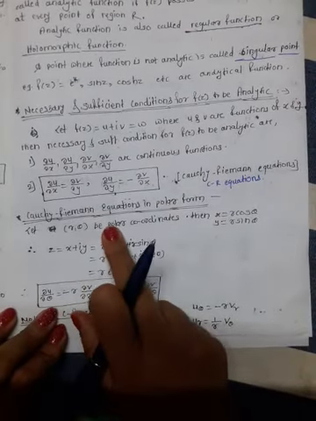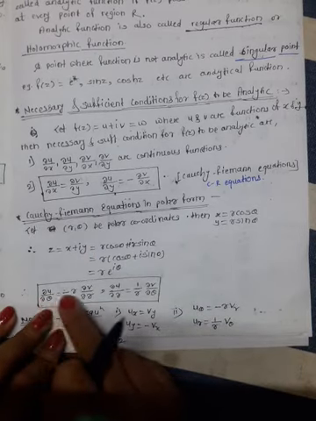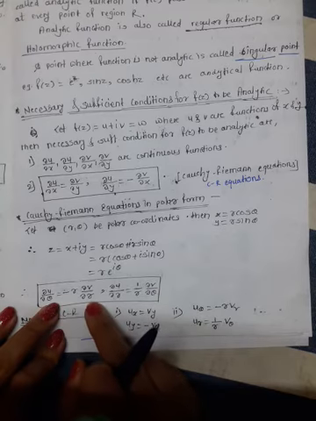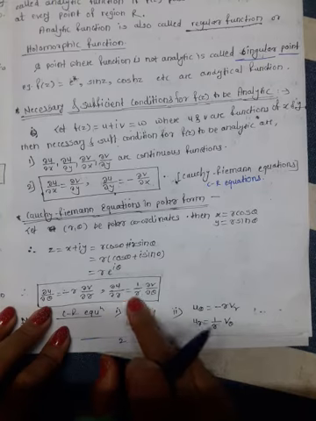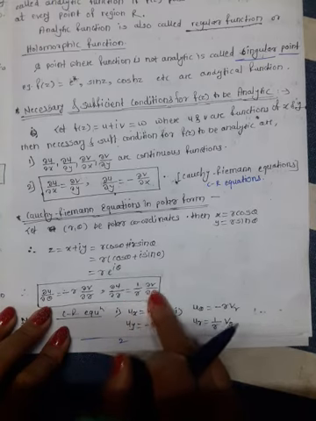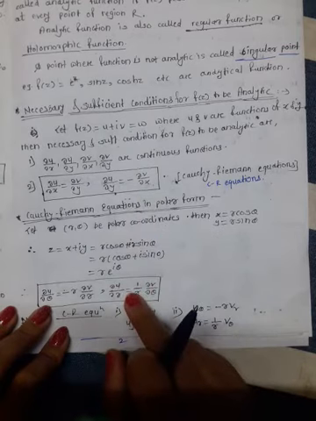Now the CR equations in polar form are these: ∂u/∂theta is equal to minus r ∂v/∂r, and ∂u/∂r is equal to 1 upon r ∂v/∂theta. These two equations you have to mug up.